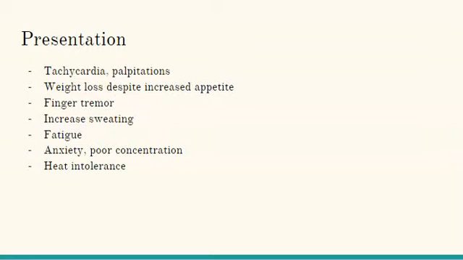They would be diaphoretic, and with so much going on, they would be complaining of fatigue as well. They would have a lot of anxiety and poor concentration, and the opposite of hypothyroidism, the cold intolerance, they would have heat intolerance.